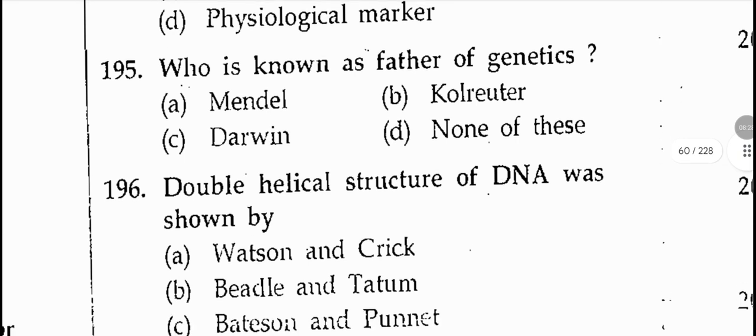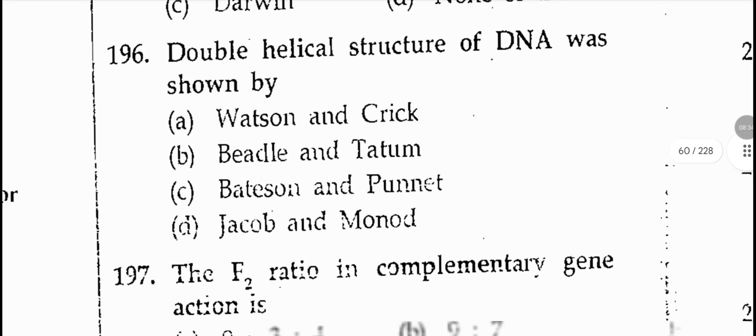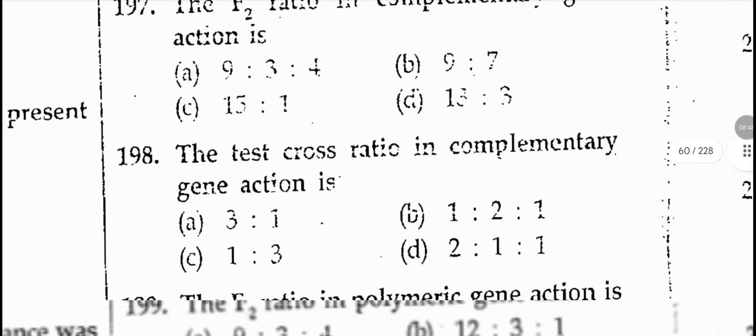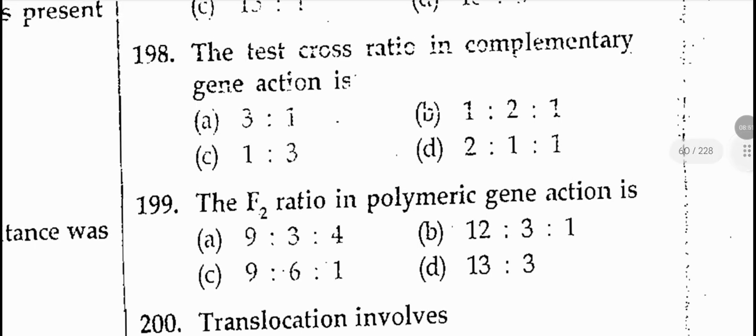Question number 195. Who is known as the father of genetics? It is absolutely Mendel. Question number 196. The double helical structure of the DNA was shown by Watson and Crick. Question number 197. The F2 ratio in a complementary action is, that is option B, 9:7. In 198, the test cross ratio in the complementary action is, yes, absolutely 1:3.